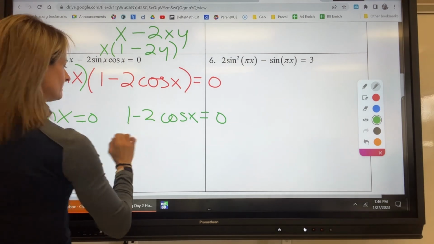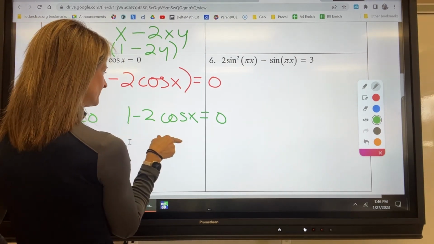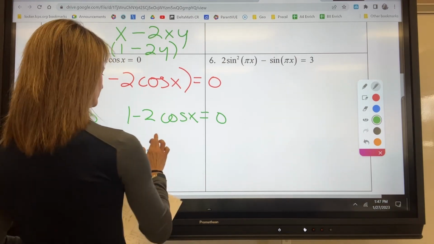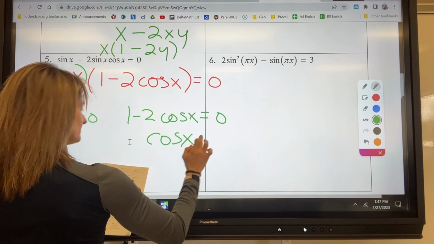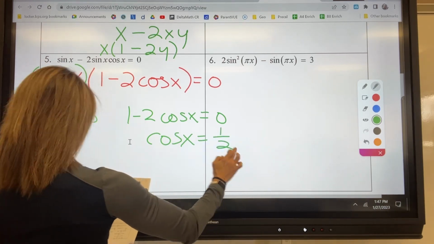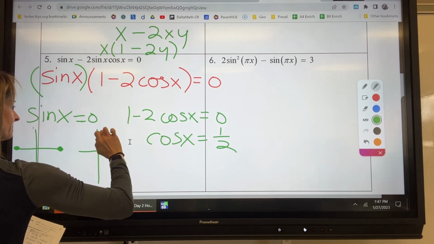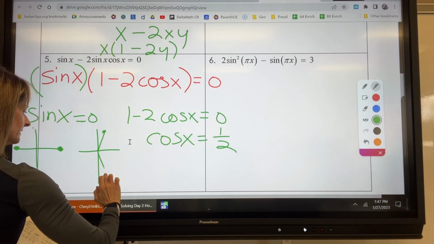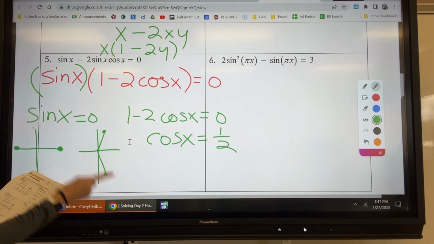And then for this one, we can subtract 1 and then divide by -2, right? So we'll get the cosine of x equals 1/2. Where does the cosine equal 1/2? We've got two angles. It's positive, so x has to be positive. So we've got 0, pi, pi over 3, and 5 pi over 3.